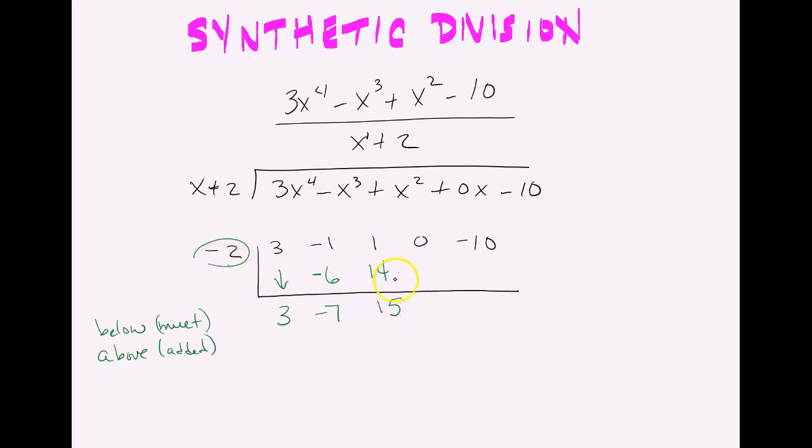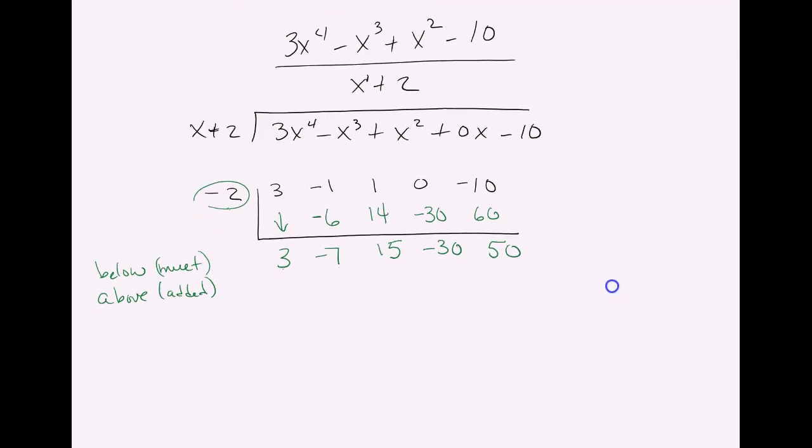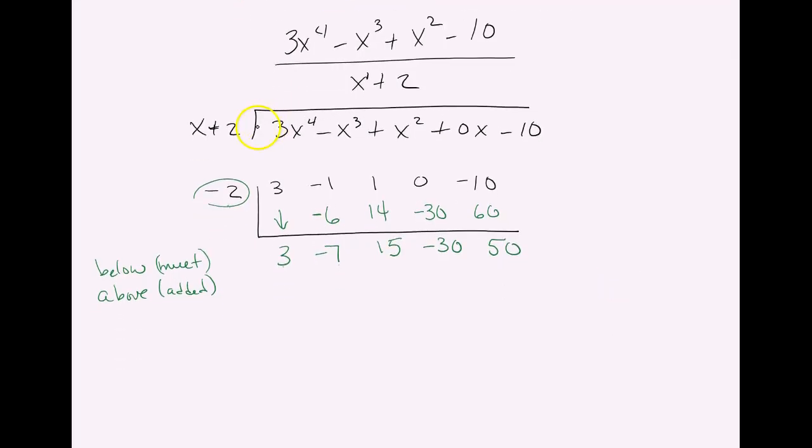Back to multiplying, adding, and then the last step, multiply again. -2 times -30, that would be 60, and then add those. All right, cool. So when you have all the numbers in place, right now it means nothing to you, but you actually just found your answer, the same answer you would have found up here if you had done long division. The only thing missing is x's.